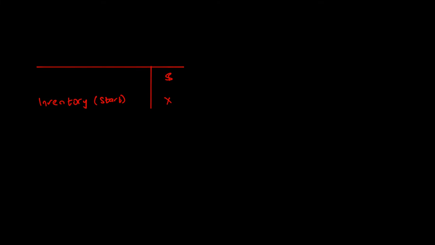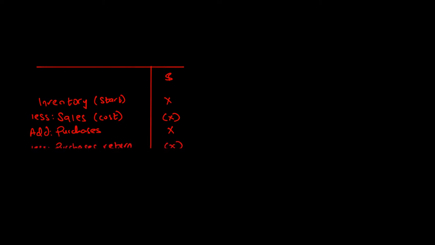So let's say I give you inventory at start or at a particular date. From that, when there are sales, sales means that you've sold your inventory, so I should subtract it from my inventory because that inventory is no longer there. But this sales has to be at the cost price, not at the selling price. Similarly, if you buy new inventory, I will add purchases because that will be added to your inventory stock. What about purchases return? If I have purchases return, I will subtract that.